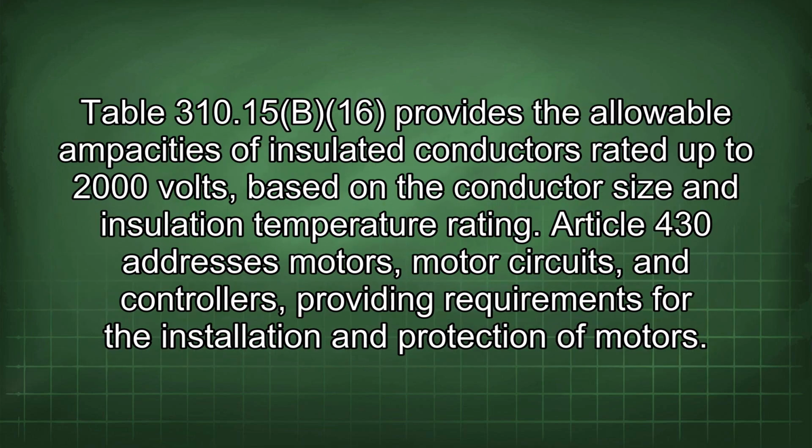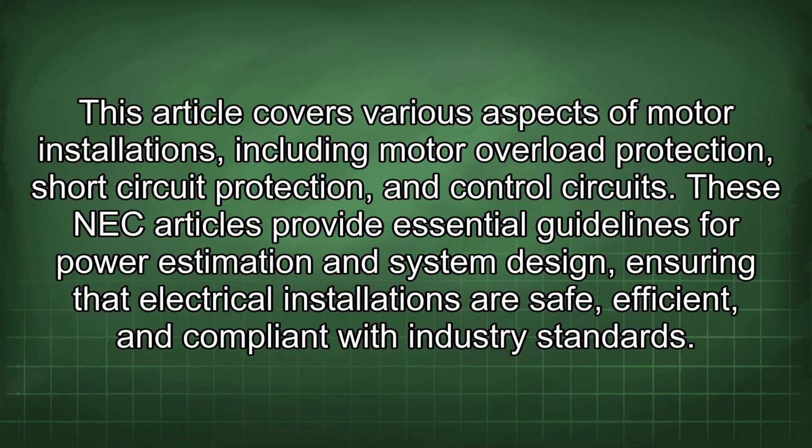310.15(B)(16) provides the allowable ampacities of insulated conductors rated up to 2000 volts based on the conductor size and insulation temperature rating. Article 430 addresses motors, motor circuits, and controllers, providing requirements for the installation and protection of motors. This article covers various aspects of motor installations, including motor overload protection, short-circuit protection, and control circuits.